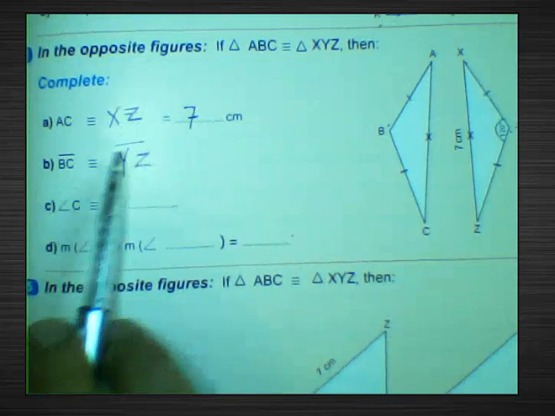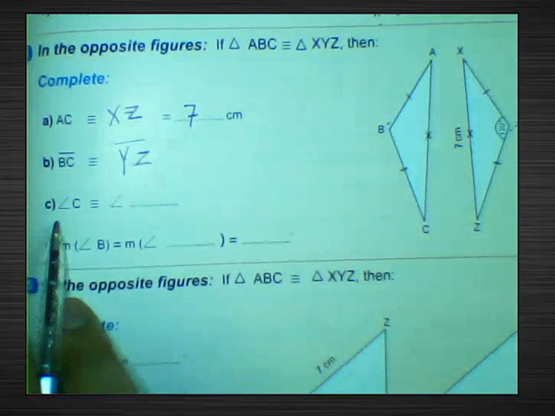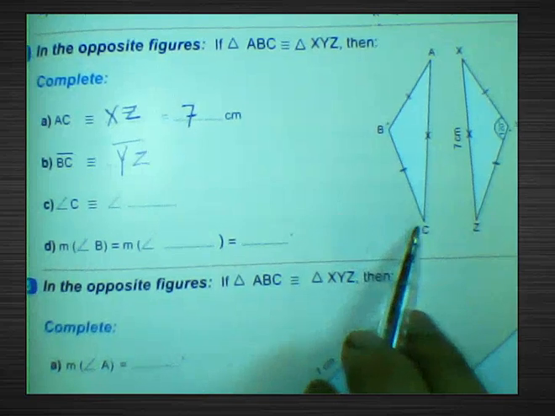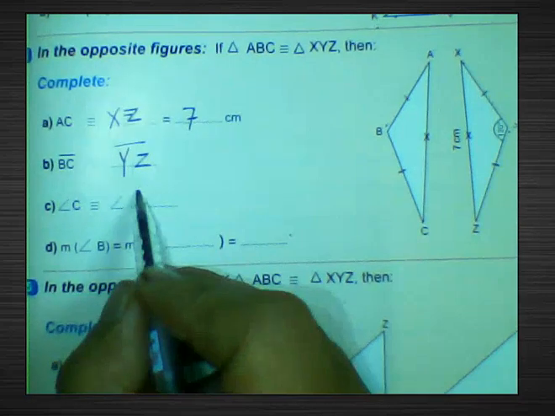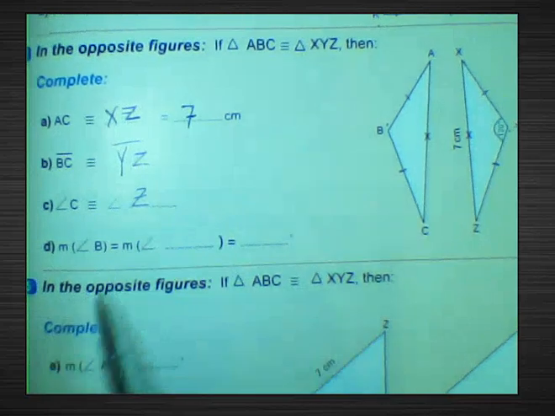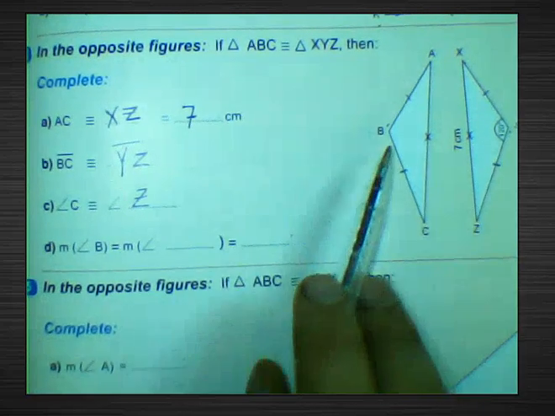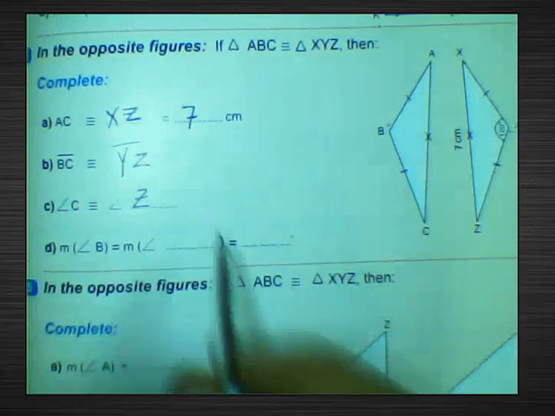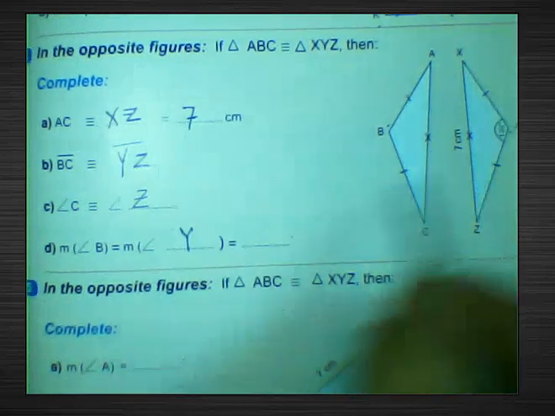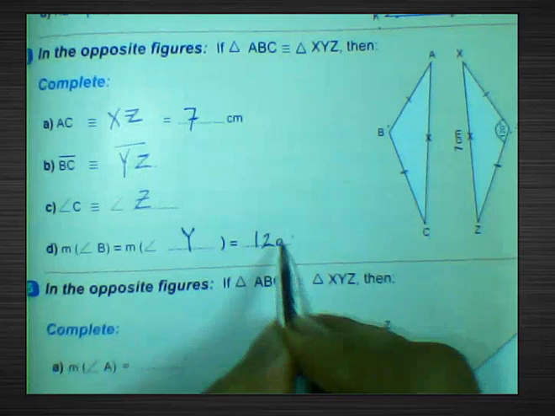Okay, we must try it. Angle C is congruent to angle Z. The measure of angle B equals the measure of angle Y, equal to 120 degrees.